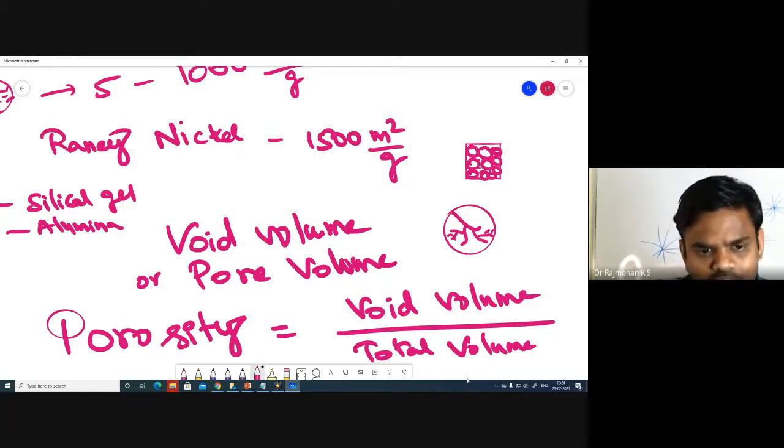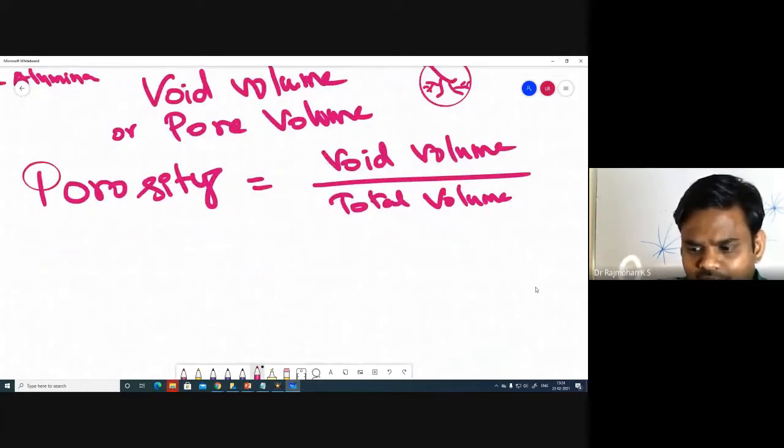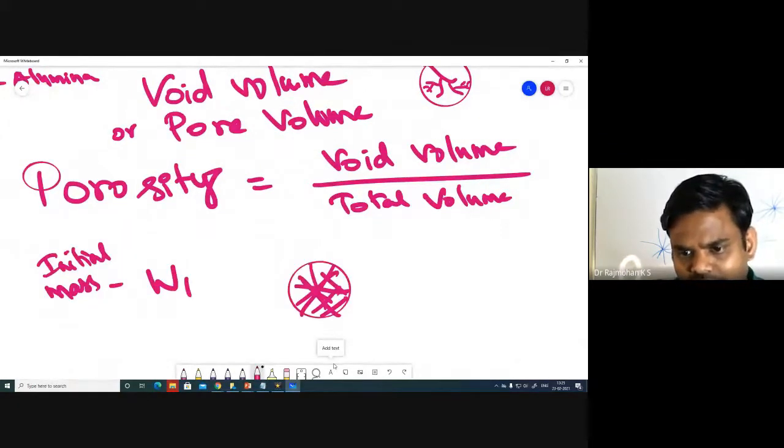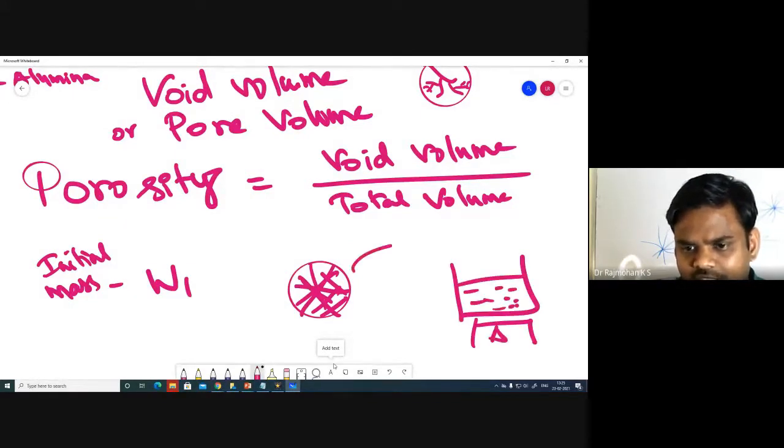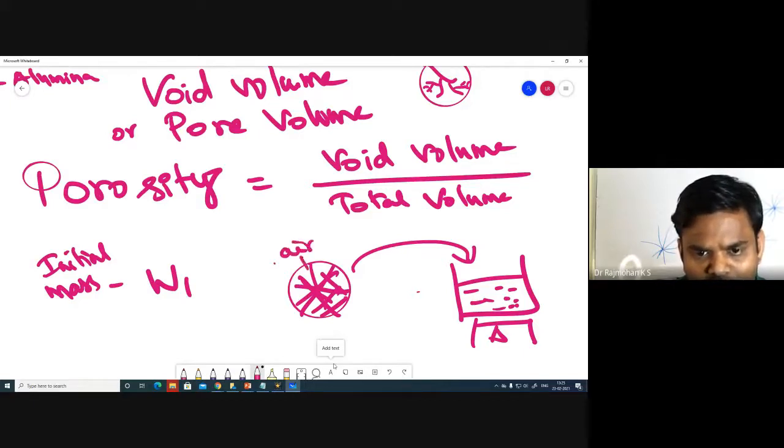So how do we determine these pore volumes? There are several methods available. Generally, we take a certain known amount of catalyst, and in a heater we can have boiling water or any liquid, and this catalyst of known mass is kept in it. In general, in the atmosphere, atmospheric air will be present in the pores, right? So once you put it in the liquid, this air is displaced by the liquid.